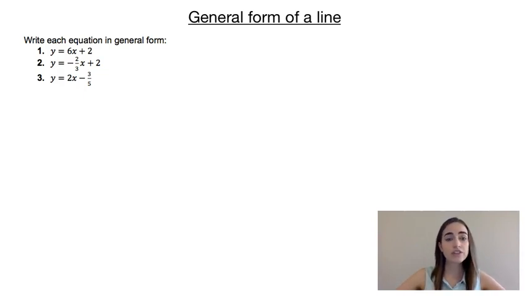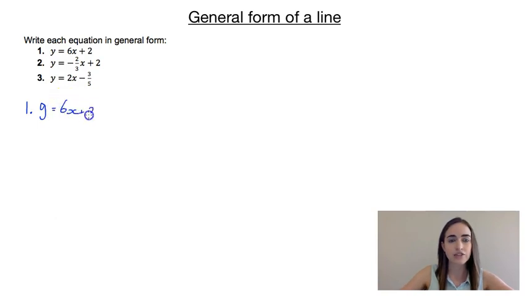So these three questions here are all currently written in gradient intercept form, and we've been asked to rewrite them into general form. So if we have a look at question 1, we've got y equals 6x plus 2. Now to write this in general form, we want it all on one side of the equal sign. Now at the moment, our 6x, that's already positive. So if we were to move that to the other side, it'd become a minus 6x. So we're not going to do that. Instead, we're going to move our y across to the right-hand side.